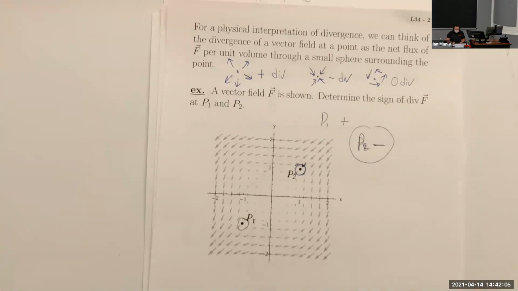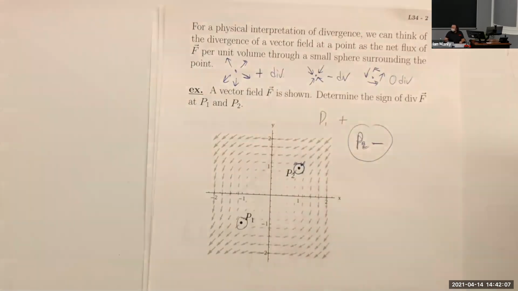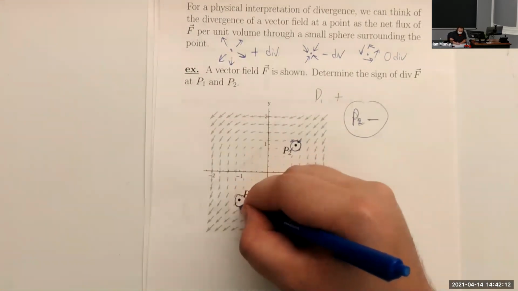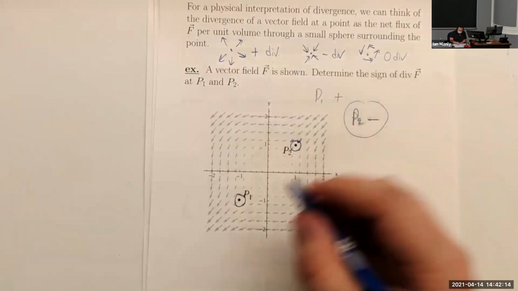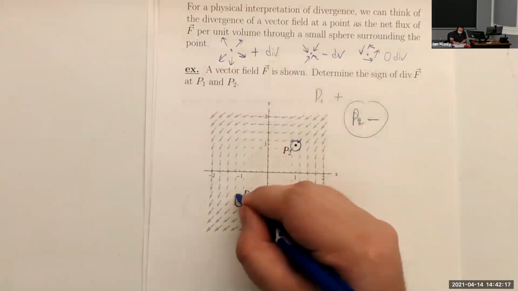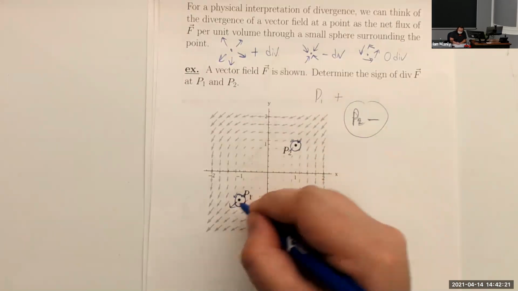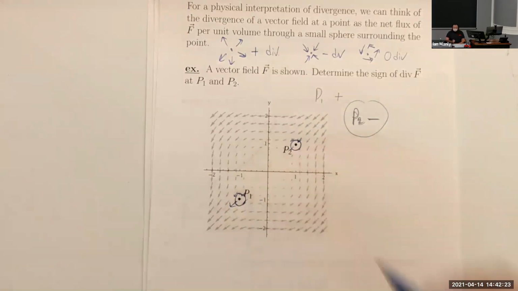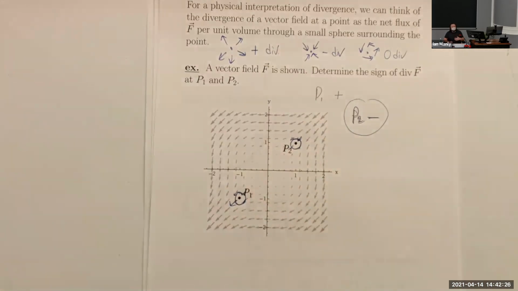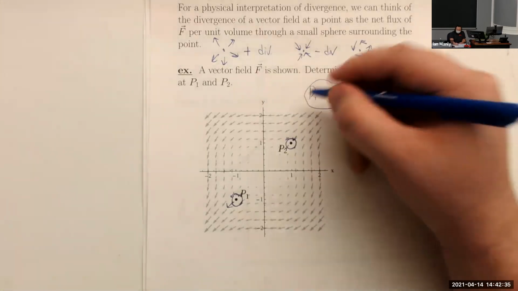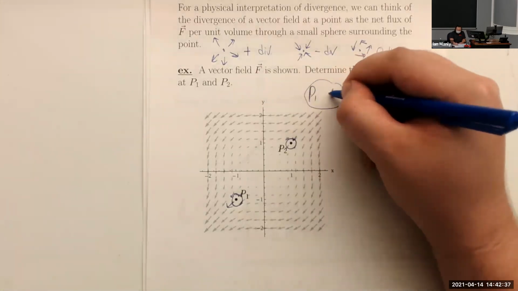All right, and then with P1, we have the opposite phenomenon happening. So let's draw a little circle around P1. Here we have smaller arrows coming in like this, and then we have the bigger vectors coming out. So even though we have some vectors coming in and some coming out, the ones going out are longer or bigger than the ones coming in. Since we have more stuff going out, P1 is going to have positive divergence.